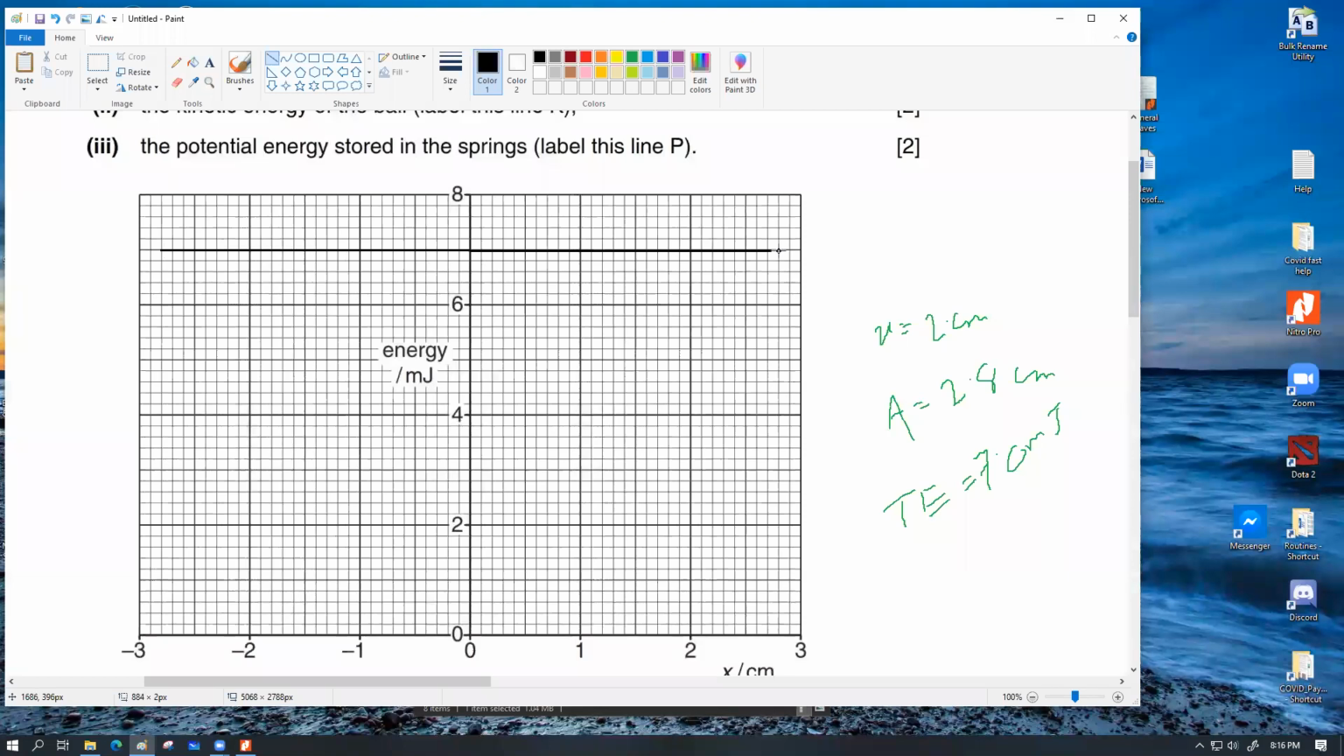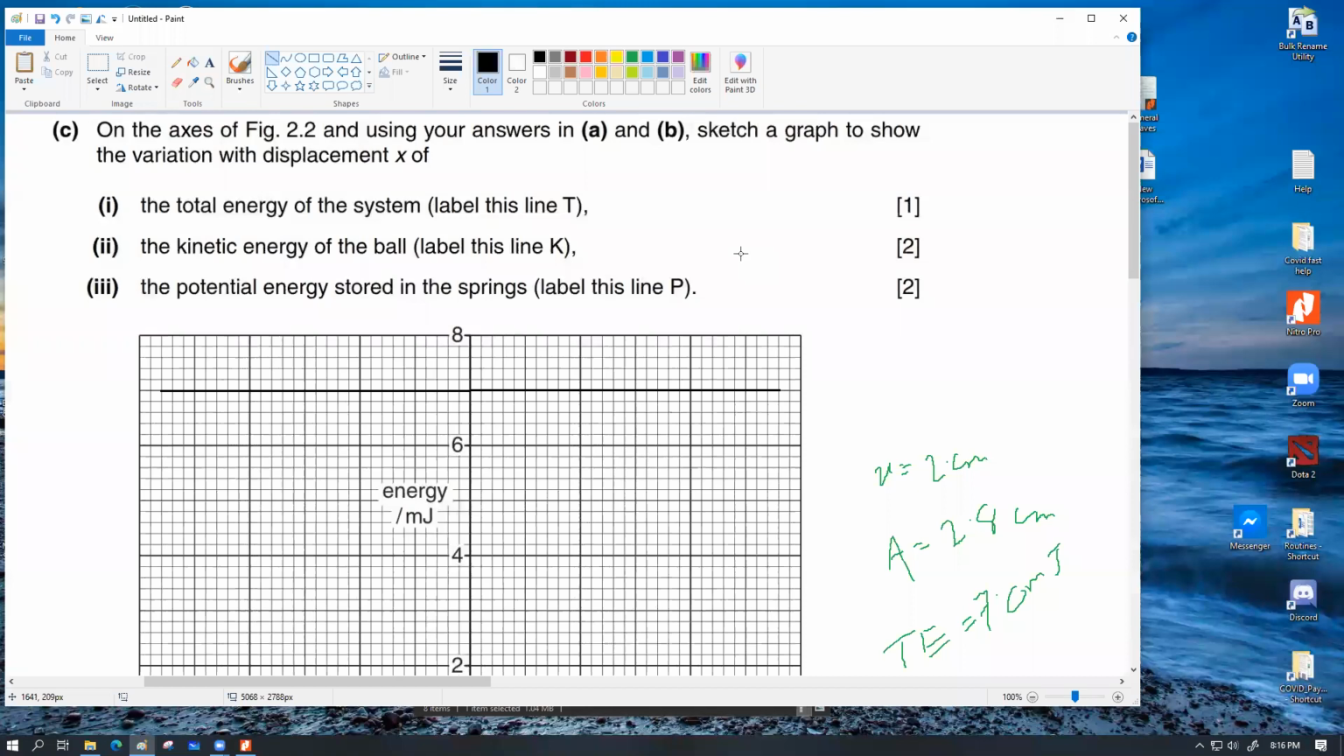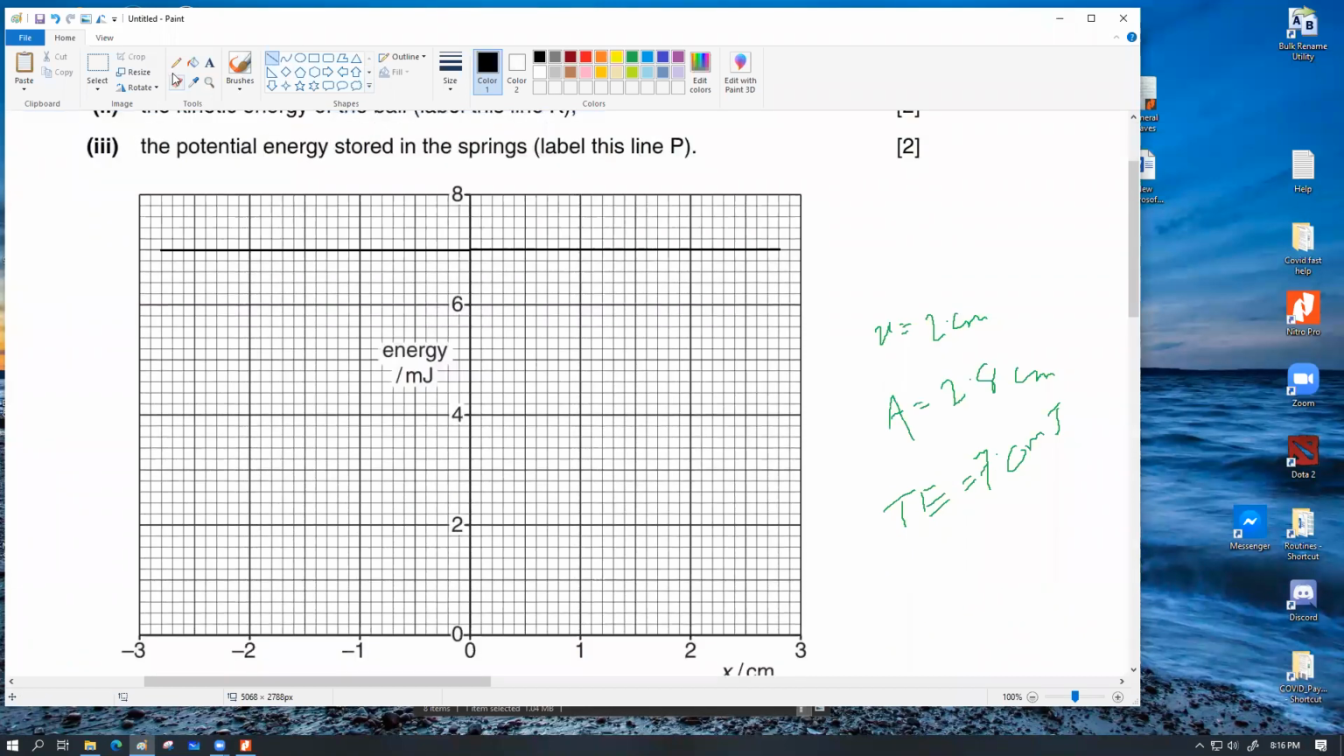So this is the line from minus 2.8 all the way up to plus 2.8. This should be my total energy line, and you should label this. What do we label this with? With T. So label this with T right over here, capital T, or you can give a line over here and label this as T. Either way it works.